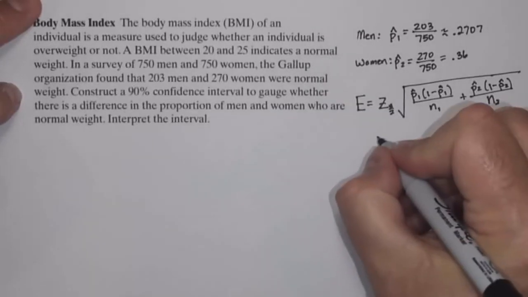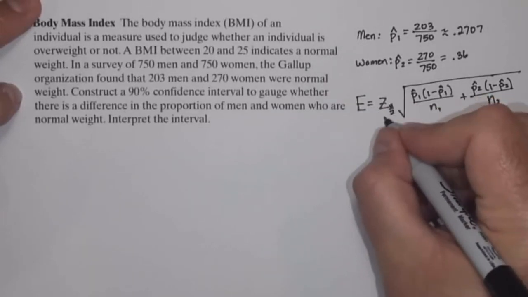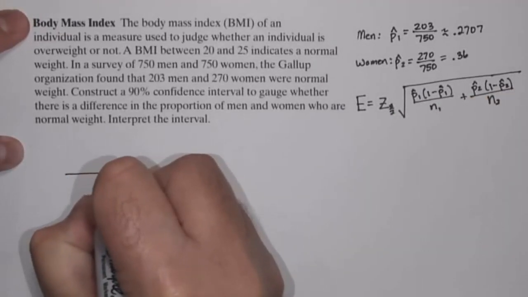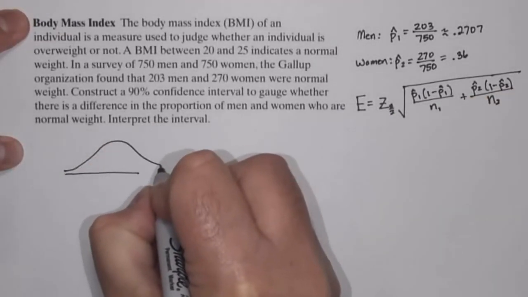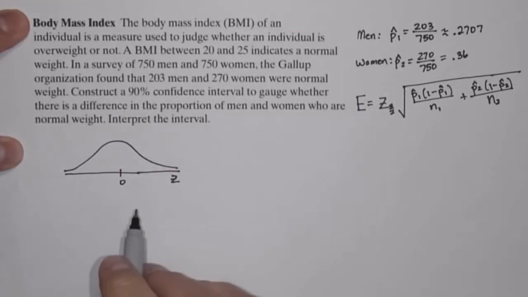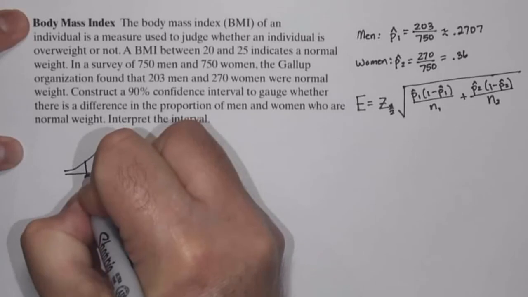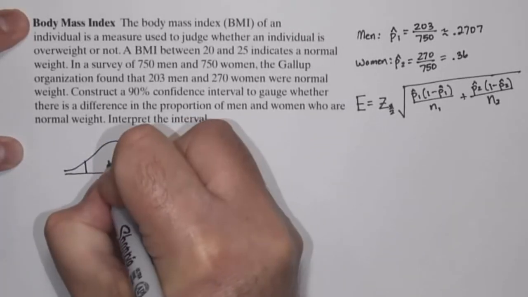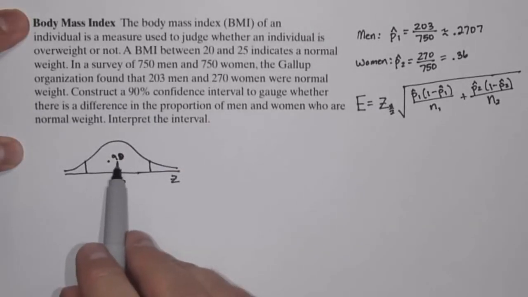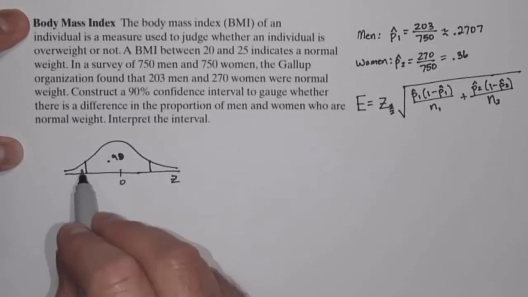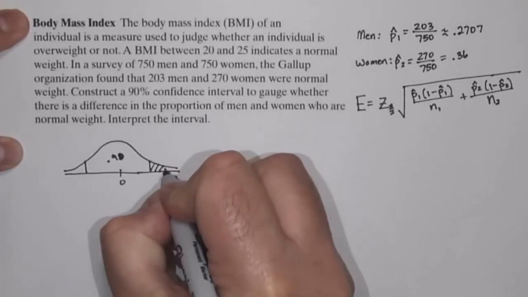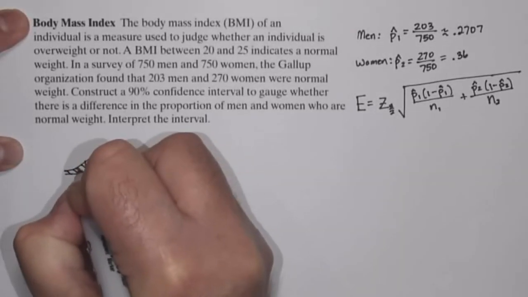If we calculate that, we're going to need to know the critical value for a 90% confidence interval. So if we think about that, we're dealing with a normal distribution. We're doing a 90% confidence interval, which means the area between the two critical values needs to be 0.90. If the area in the middle is 0.90, then the area in the two tails is 0.10, and half of that is going to be split between each tail.